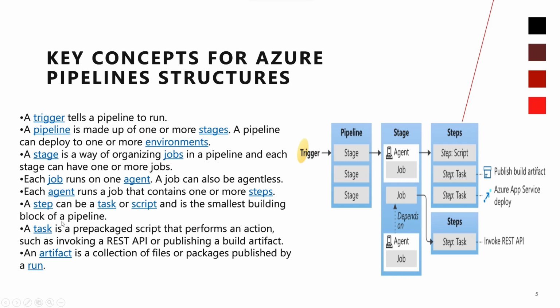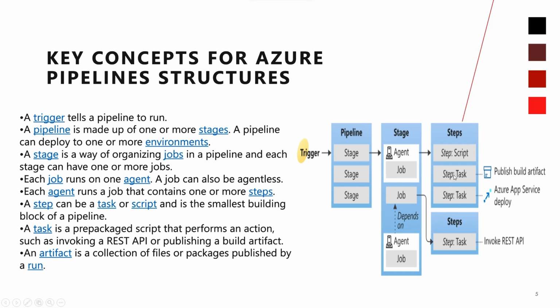Now, a step can be a task or script and is the smallest building block of a pipeline. Meaning, if you can see here, this is the step or the task. If you see here, the last one, right? Under steps, we can have a script. Some steps we can have a task, and so on. Here, as you can see, is another step that is your task.